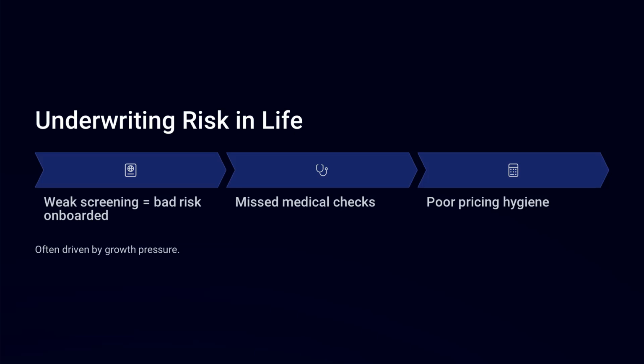Underwriting risk. This emerges when poor practices allow in bad risk without charging enough premium or applying proper exclusions. This often happens in fast-scaling firms where the pressure is to grow, not scrutinize. Poor data, rushed onboarding, and lax medical checks all feed this risk.